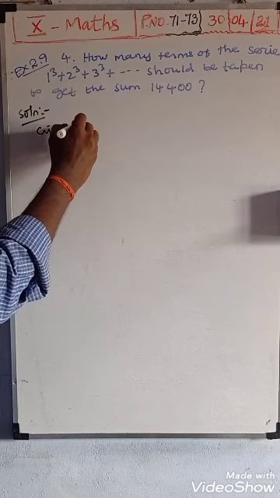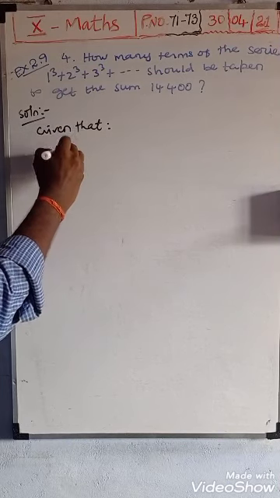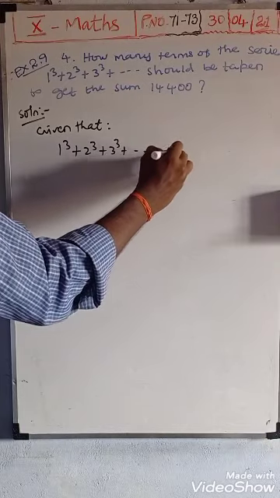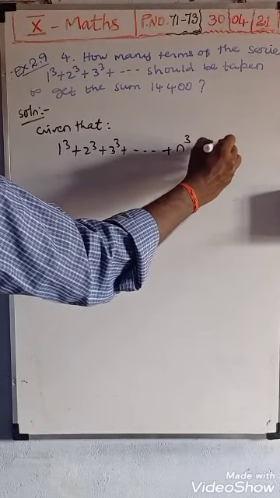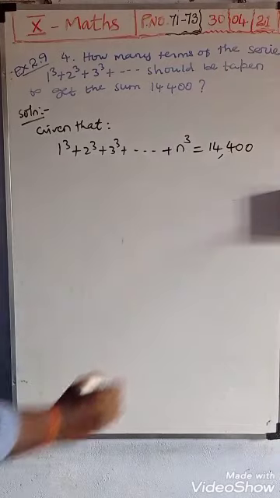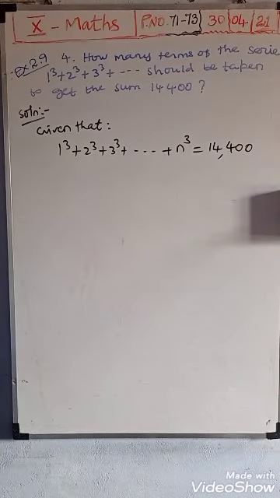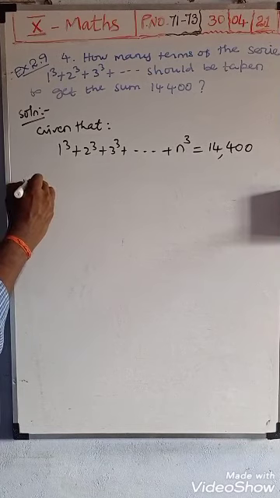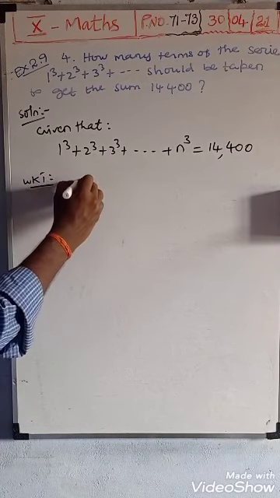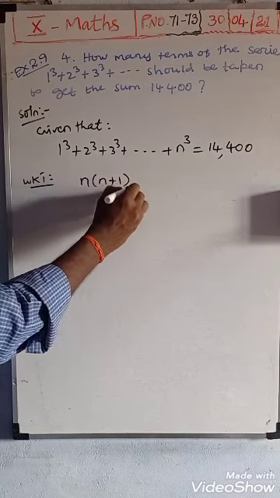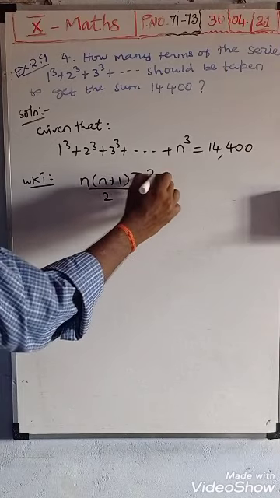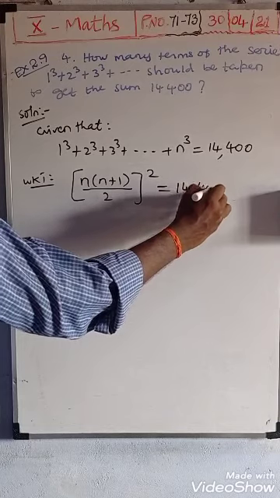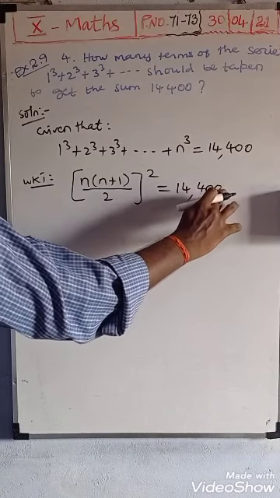Given that 1 cube plus 2 cube plus 3 cube plus up to etc. plus n cube is equal to 14,400. Now, what is the formula for this? We know that it is n into n plus 1 by 2, the whole square. This is the cube sum formula, and it is equal to 14,400. Now we need the n value.